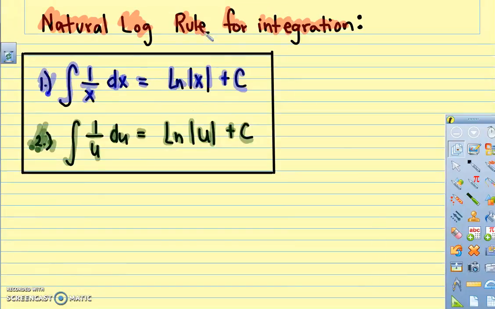That's the rule for integrating the natural log function. So, the integral of 1 over x dx is equal to the natural log of the absolute value of x plus c. Don't forget the plus c. And integrating 1 over u du is equal to the natural log of the absolute value of u plus c. So it gets a little different when we apply, again, the chain rule, or in other words, we go from the reverse mode of the chain rule. And I'll explain more with examples.